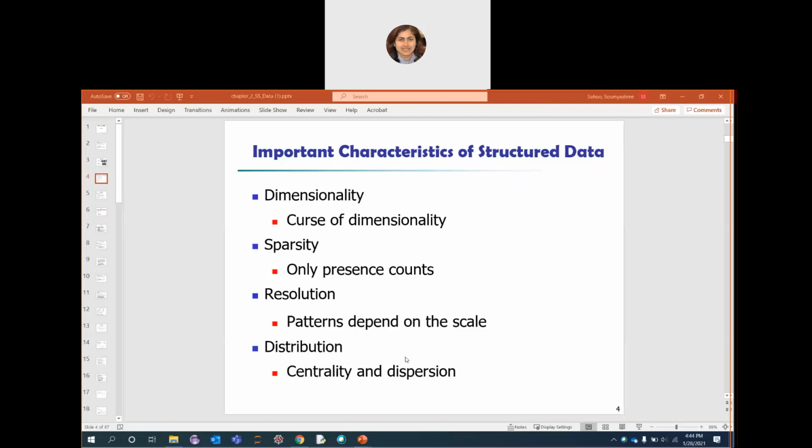Then comes resolution. You may have certain patterns which are large in scale and certain patterns which are smaller in scale. In that case, that is a criterion you have to consider. Then next is your distribution. You also have to pay attention to the distribution of the data.